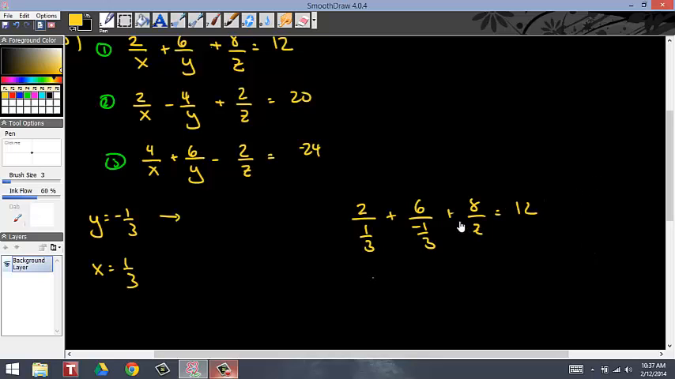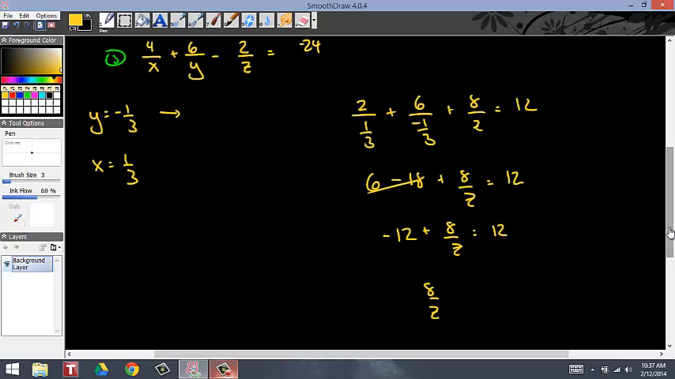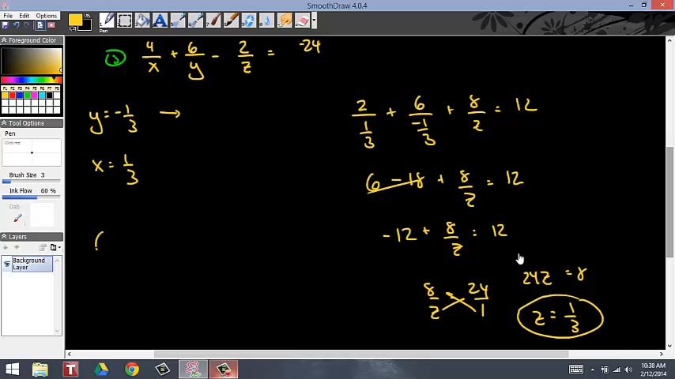These are going to simplify into a 6, negative 18, and a plus 8 over z equals 12. These are going to be negative 12 plus 8 over z equals 12. I've got to kind of speed through this. 8 over z equals 24. Cross multiply again. 24z equals 8, and z should equal 1/3. So your final answers are 1/3, negative 1/3, and 1/3.